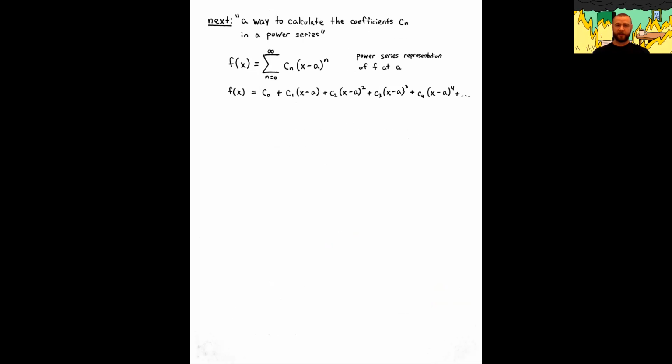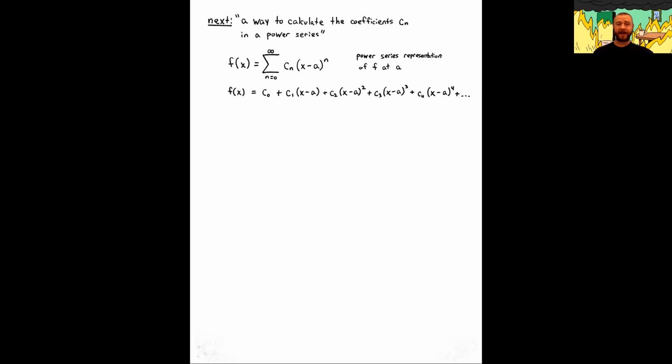What we're going to be doing is trying to find a way to calculate the values of the coefficient c sub n in a power series representation. So can we, with the function, solve for the values of c sub n? We have it written in summation form. Just write out a few terms. We're going to use this and manipulate it.